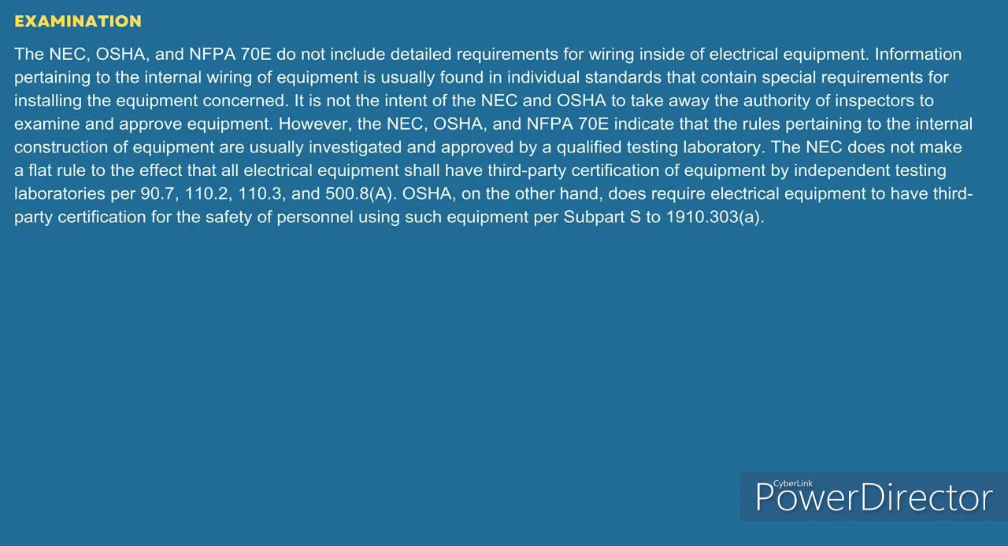Listen to this one more time. For safety of personnel using such equipment per subpart S to 1910.303A. So they're telling you OSHA is the defining authority on this, not the NEC. And they're telling you that equipment is being designed, tested, and everything to provide what? Safety. And for somebody on an NEC code-making panel to come in and tell you that they override the UL listing is totally false.